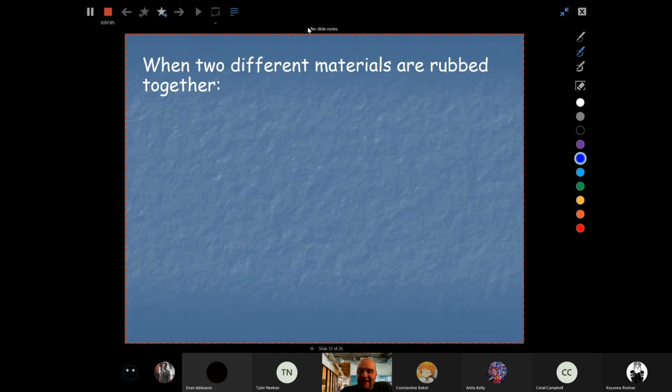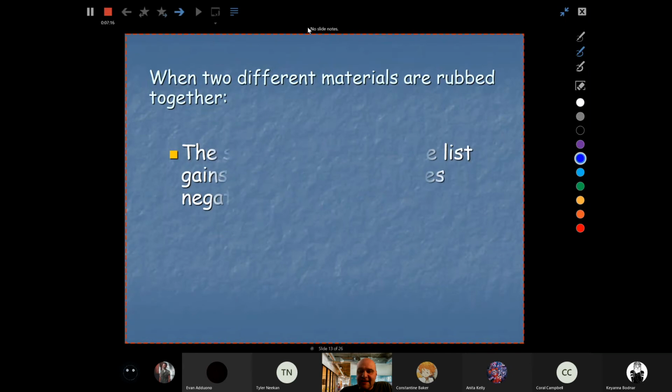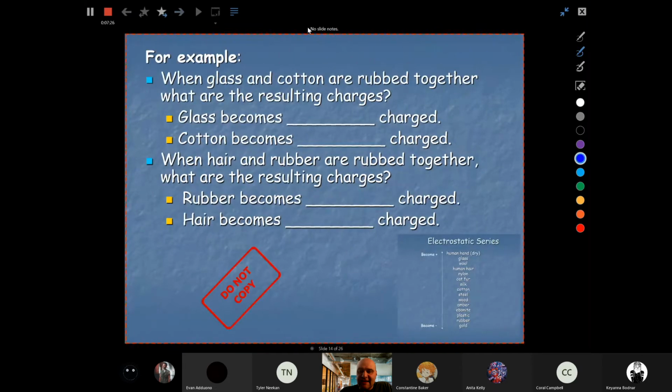When two different materials are rubbed together, the substance higher on the list always loses electrons and becomes positive. So all we have to look for is the one that's higher up on the list. The one lower on the list gains electrons. The one higher up becomes positive. I think I said that backwards there. So why don't we take a look here?